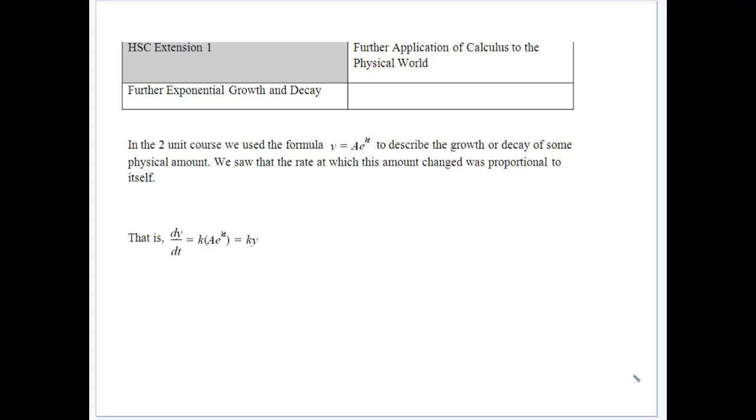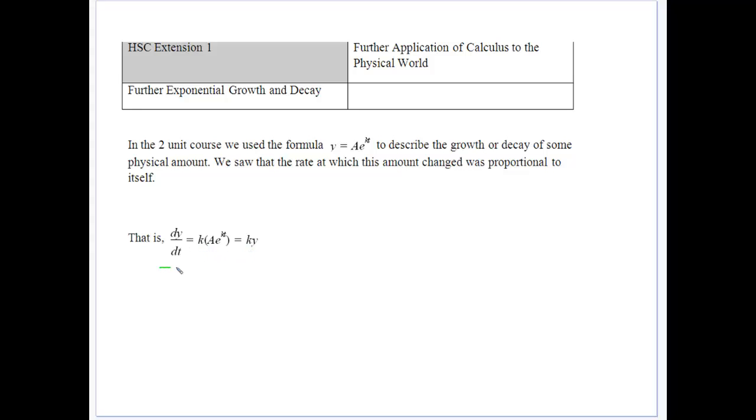Now we want to go further on with the exponential growth and decay. So we want to explore a different type of formula, one that's probably a bit more useful and has a lot more application than the one we saw in the 2-unit course. And remember, the one we saw in the 2-unit course, we had the idea that with exponential growth and decay, we get a situation where the rate of change of the function itself is proportional to the actual population of that function. So if we're talking about population, or whatever the function was, the rate of change was proportional to that.